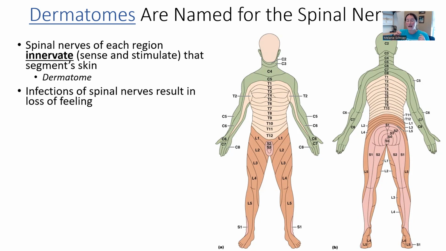Okay. Any kind of damage to a spinal nerve can result in negative outcomes in a particular dermatome. Okay, so any kind of infection, any kind of physical damage to the spinal nerve, again, loss of feeling, loss of control over that particular strip. And so in this way, we can localize, right? We can understand where an infection is, where the damage is, just by which dermatome is impacted.